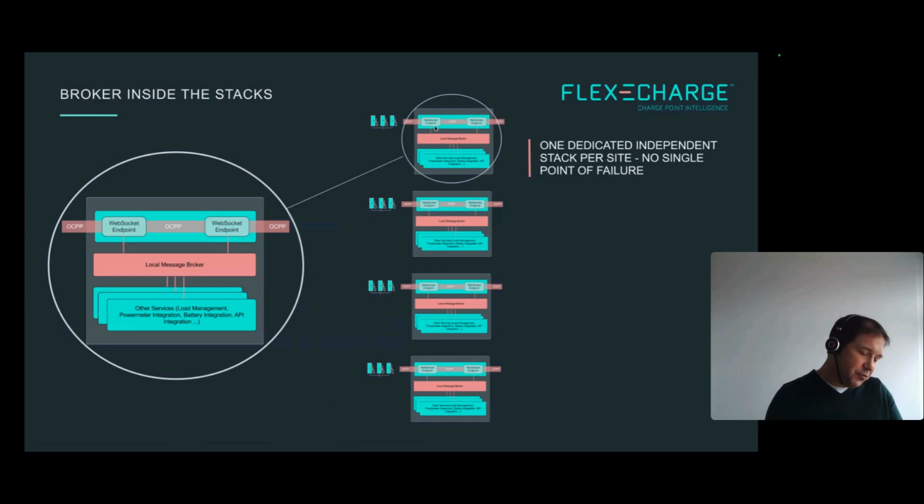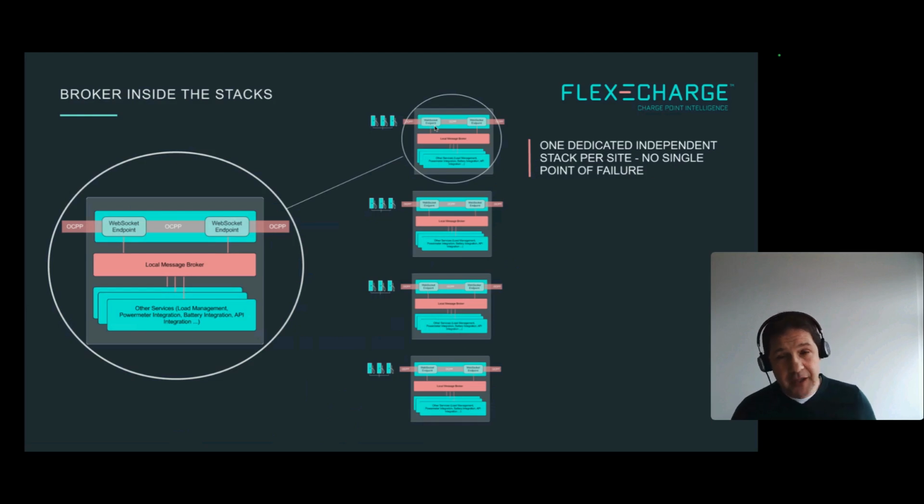But due to the fact that we operate one microservice stack per site, if one fails, then you might be losing like 5 or 10 chargers, but you're not losing your 5,000 chargers, right? So that's one of the reasons why it's designed like this.